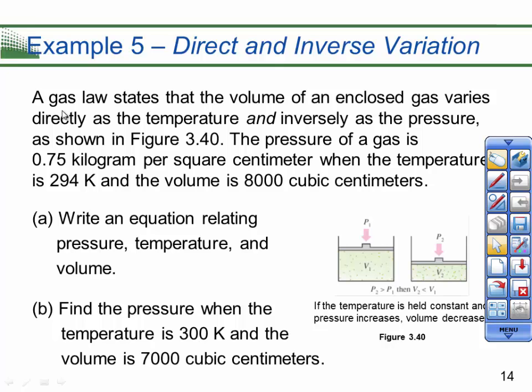Let's do this example. A gas law states that the volume of an enclosed gas varies directly with the temperature and inversely with the pressure. So this is going to be direct and inverse variation put together. All right, they give us a point. They say the pressure of the gas is 0.75 kilograms per square centimeter when the temperature is 294 Kelvin, and the volume is 800. All right, so let's write an equation, and let's find the pressure. Go ahead and try this.